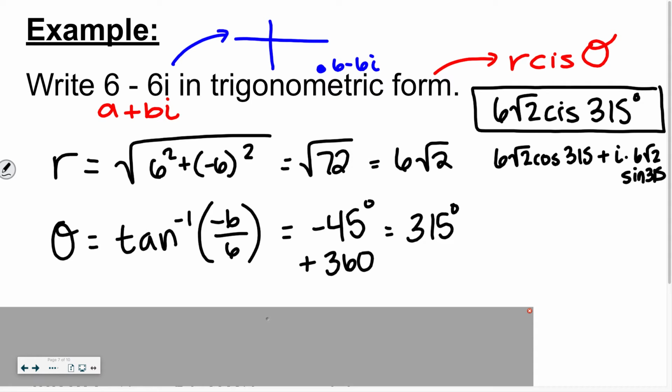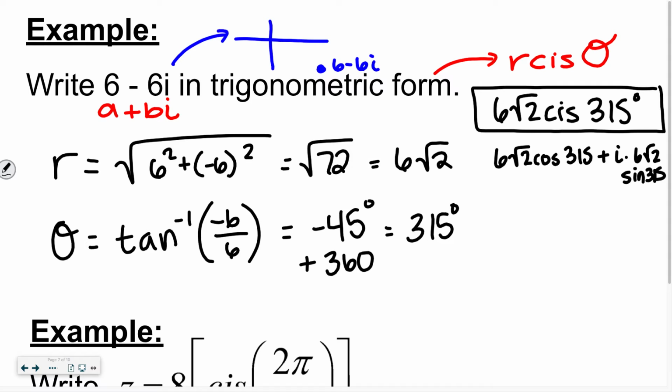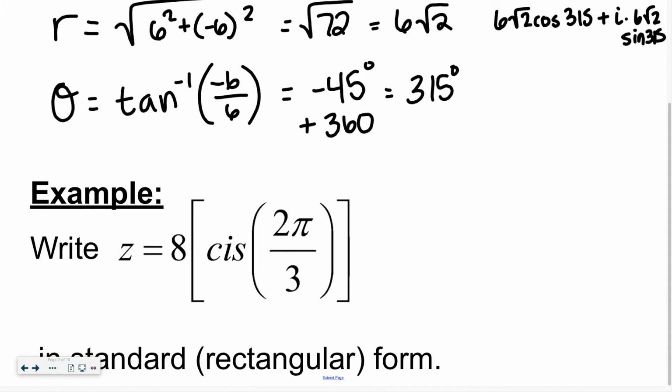If you do that, do you have to simplify it? No, you leave it like this. Okay. Because if you simplify this, you go back to rectangular form, 6 minus 6i, which leads me to my next example. We've got to write this in rectangular form.